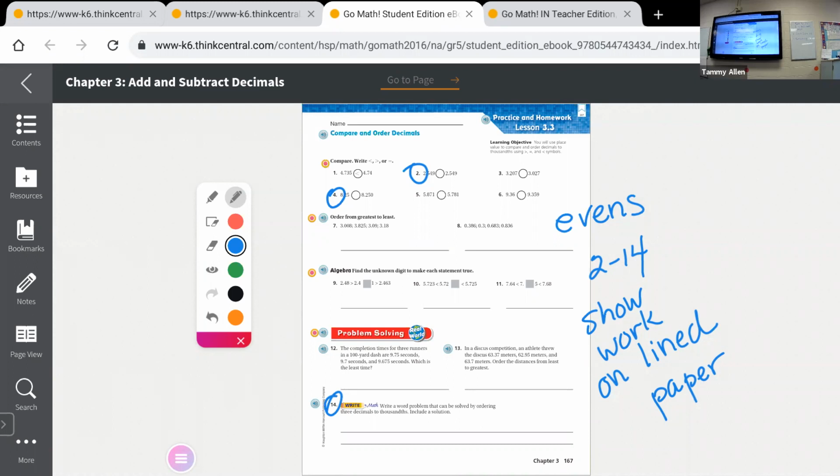Oh, really? Show work on line paper. Did I show you what all I wanted to be shown? Uh-huh. And where have you shown it? Absolutely line paper. Okay. What work are we supposed to be showing? Lining up your decimal points and comparing place value to place value. Did I not show you that already today? I was pretty sure I did.